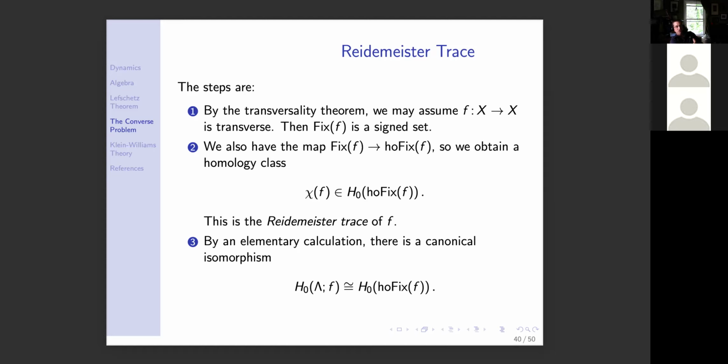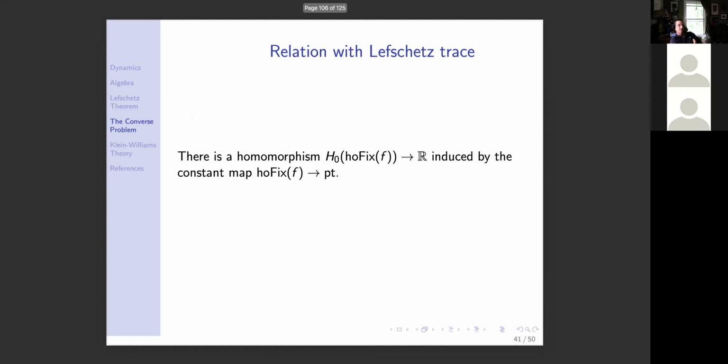And this Reidemeister trace turns out to be the invariant you need for Wecken and Brown's theorem. So that's the complete invariant in dimensions 3 and higher, whose vanishing is necessary and sufficient for removing the fixed points of f.